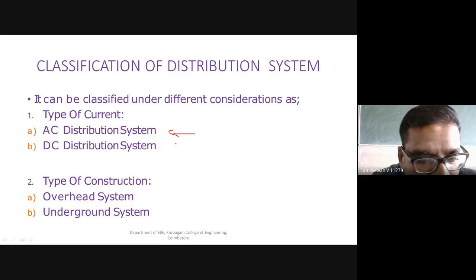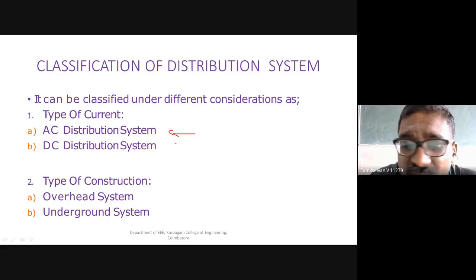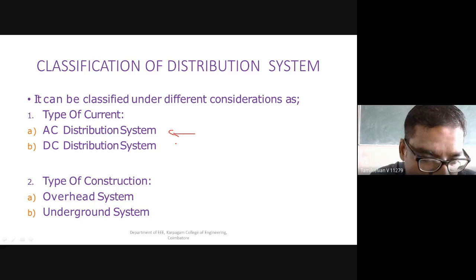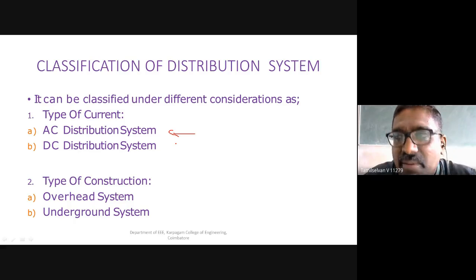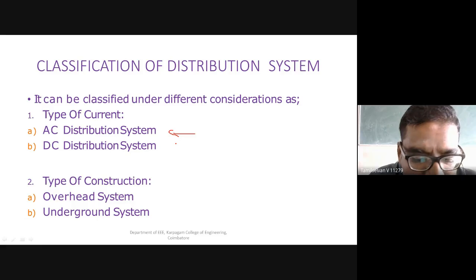It may be a rural area, or a municipality, or a corporation. We go for an overhead system there. In a metropolitan city or densely populated area, where we cannot go for an overhead distribution system, we prefer underground cables. So that's why our distribution system is also classified as an overhead distribution system or an underground distribution system.